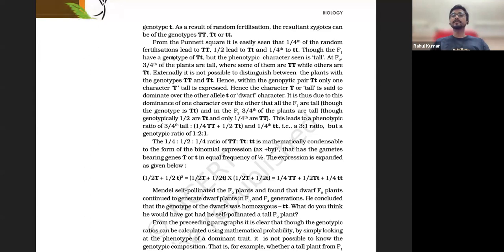1/4 of the random fertilization, so fancy a term, simply means 1/4 of the progeny when you cross two genotypes, one pure tall and one pure short, capital T and small t. Just do it right now in your papers quickly, in 20 seconds. Cross capital T with small t right now and tell me what happens in F1.